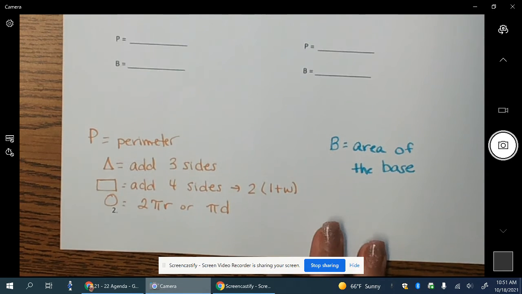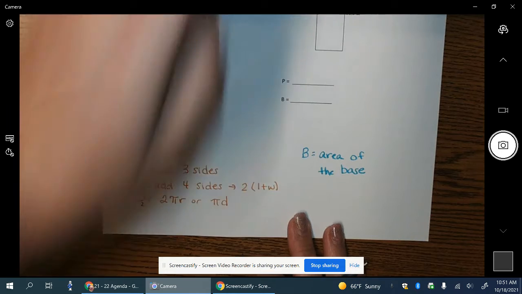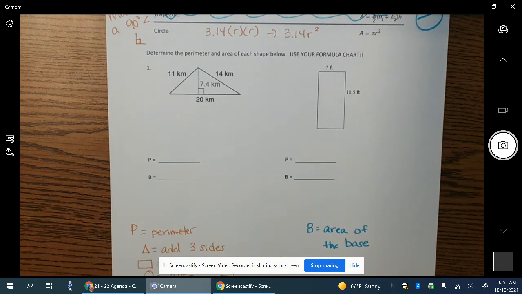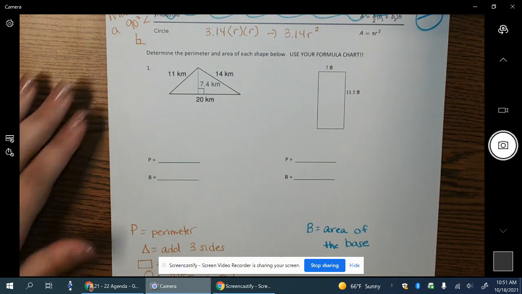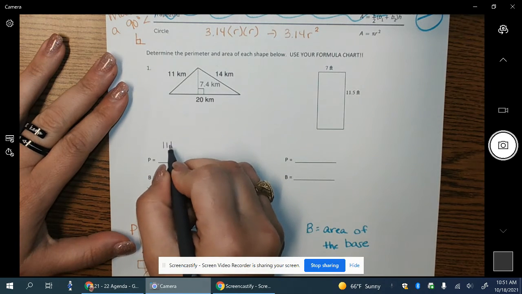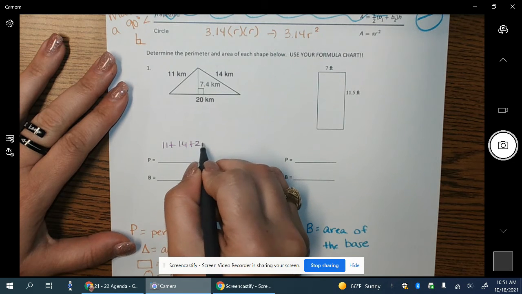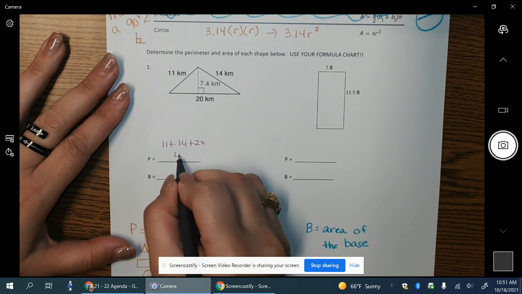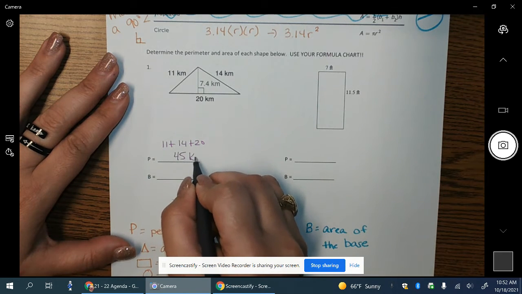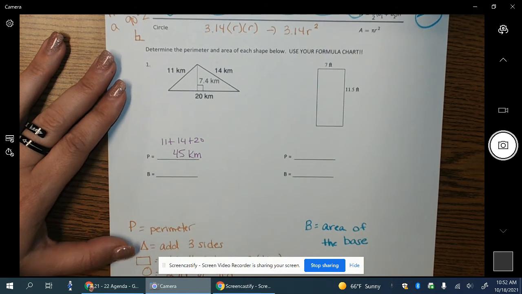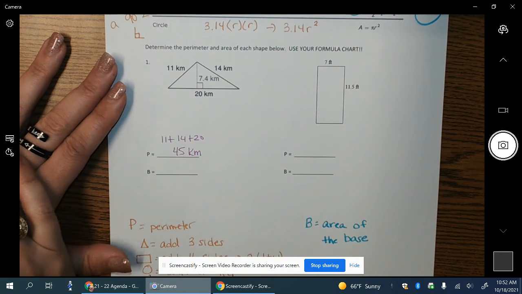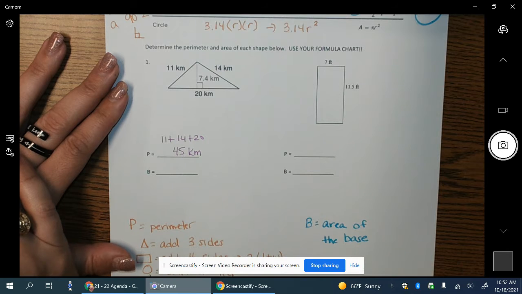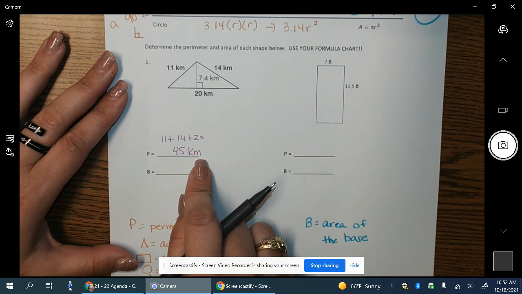Alright, so let's practice. Again, this should be pretty easy. First shape is a what? Triangle. What numbers do I add for the perimeter of the triangle? 11, 14. So what is the perimeter? 45 kilometers. Yes, 45 km. Remember, perimeter is not squared. It's just the regular units.